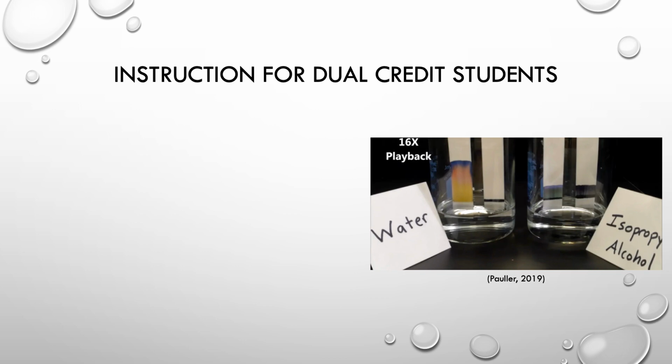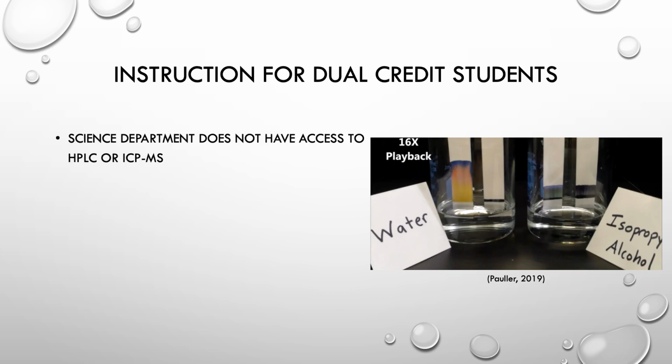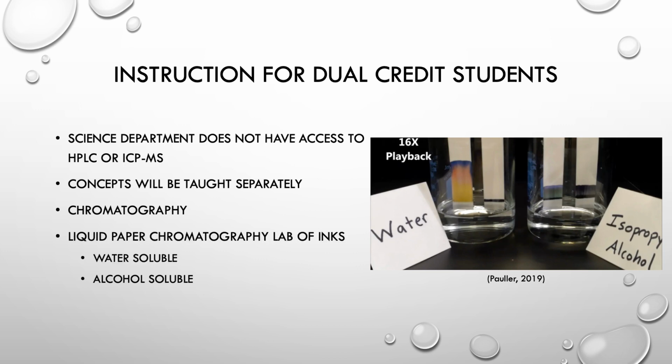How would I teach this to my students? First of all, my science department does not have access to HPLC or ICP-MS, so the concepts will have to be taught separately. I would teach chromatography first through liquid paper chromatography, doing a chromatography lab with inks. I would use water-soluble inks like the vis-a-vis markers, and also alcohol-soluble markers such as colored permanent markers.